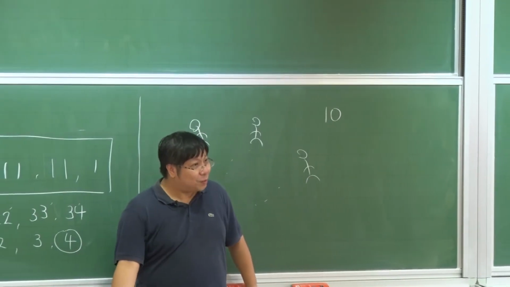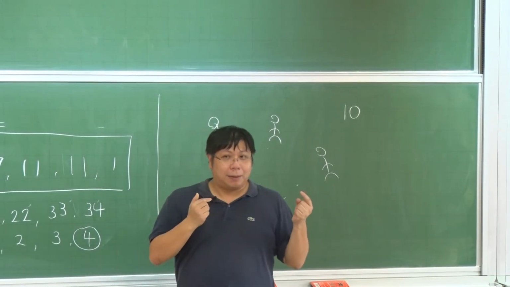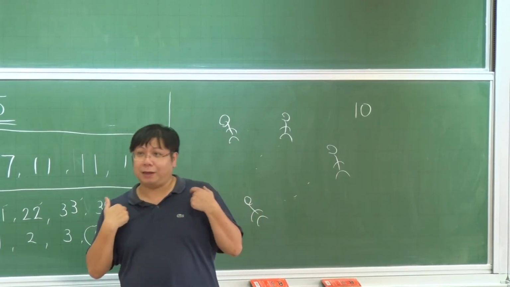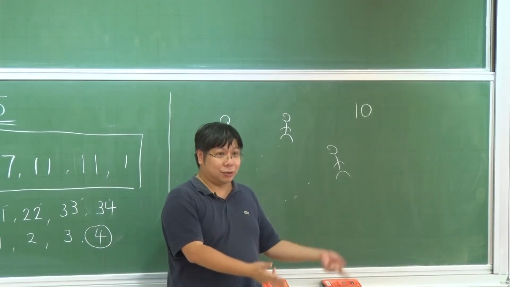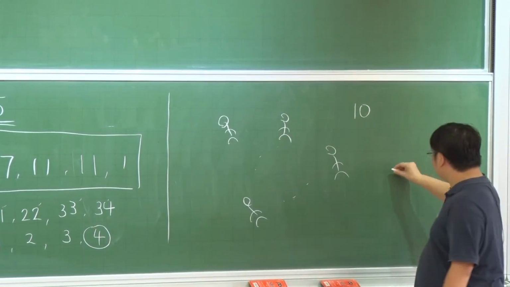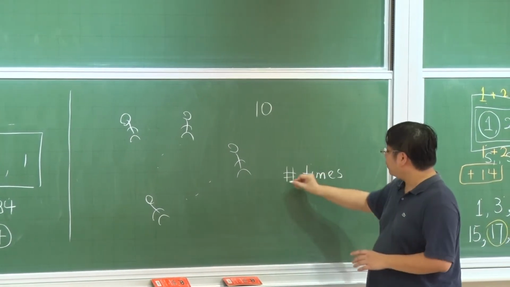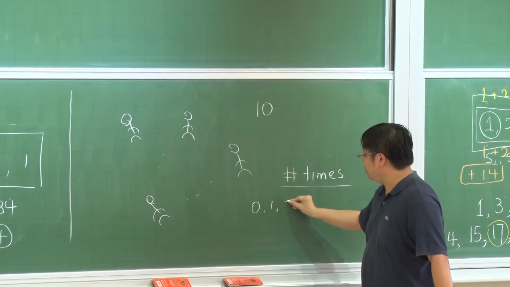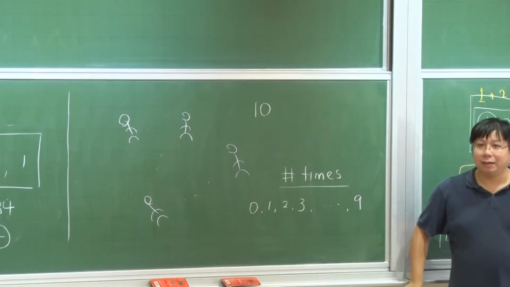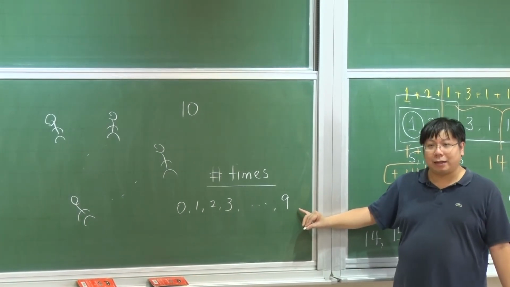So let's think about it. How many times can a person shake hands with the others? It can be 0, just like me, very shy. 1, 2, 3, up to 9. Very good. So the number of times that we have is either 0, 1, 2, 3, up to 9. Is that okay? How many different ways are there? There are actually 10 ways.